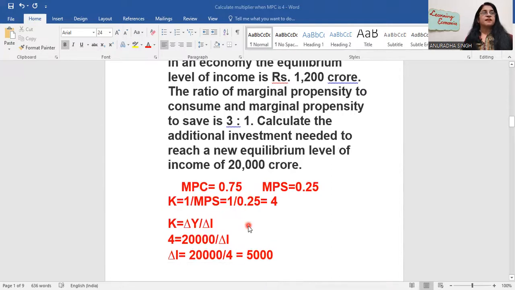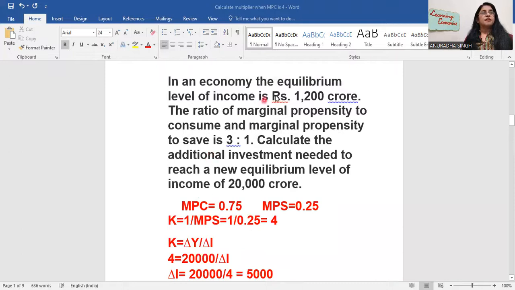So simultaneously I am telling you how many marks a question will be from this. Okay, see this question again. In an economy, the equilibrium level of income. Now see, the economy is in equilibrium. When the economy is in equilibrium, always remember that saving is equal to investment. So there is no problem. Remember this always. It will be very helpful for you to solve the questions.